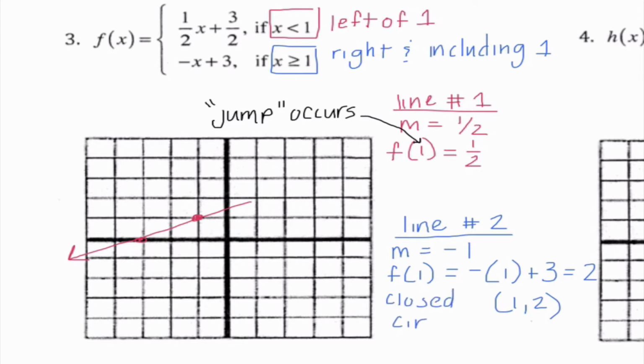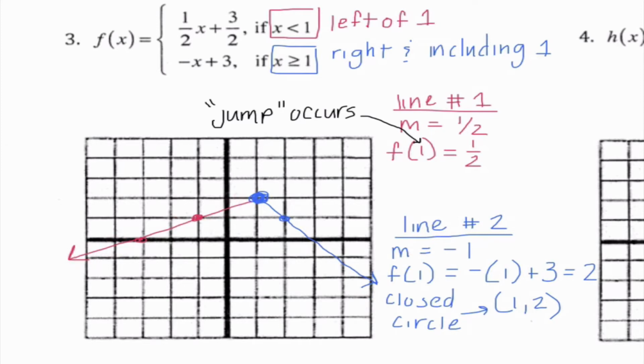So what this means is that we are going to have a closed circle at 1, 2. The reason why it's closed is because we have this equal sign. So I'm going to go ahead and draw in a point at 1, 2. And our slope is negative 1. So I would go down 1 and to the right 1, and draw my line. Now, for the most part, I think students do a really good job drawing to the right. Where we get confused sometimes is drawing to the left.